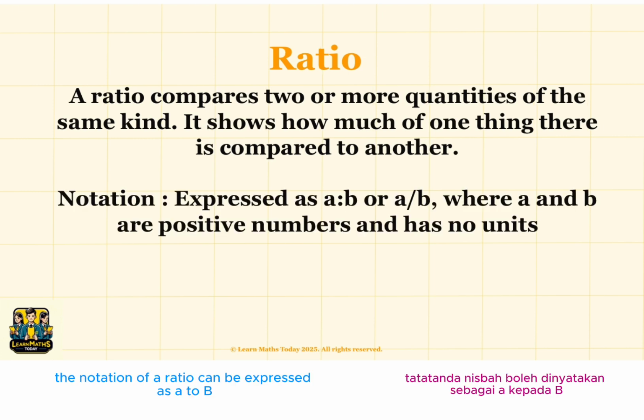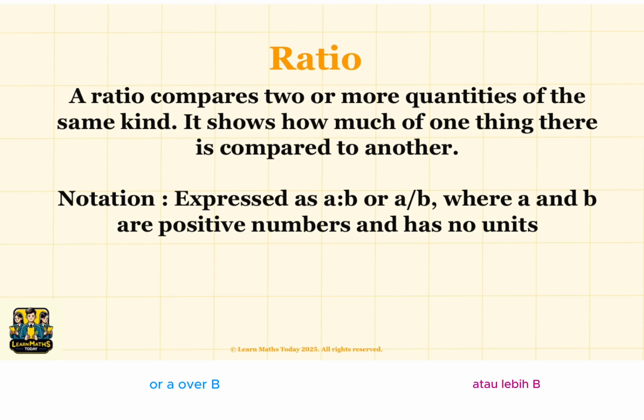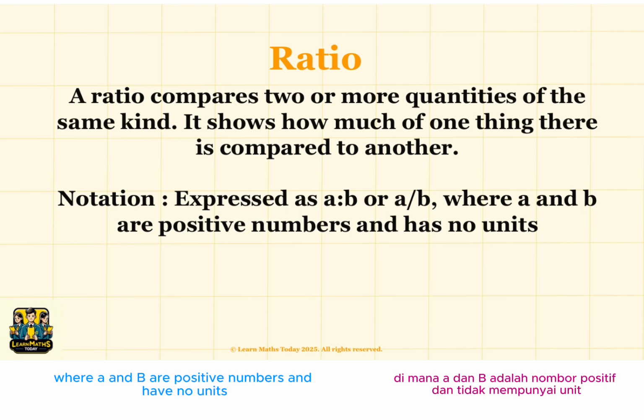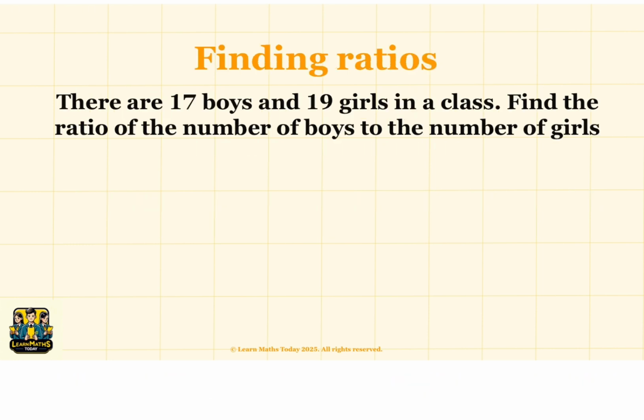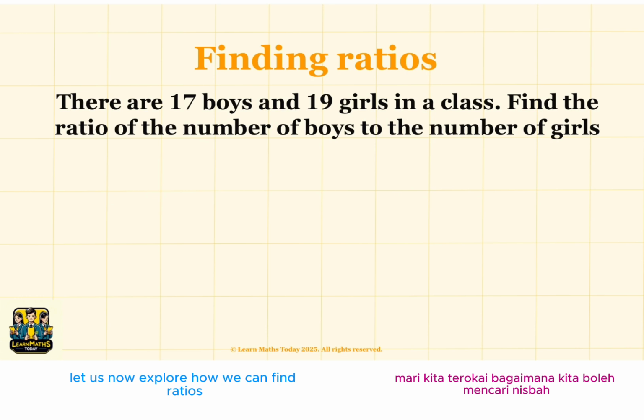The notation of a ratio can be expressed as A is to B or A over B, where A and B are positive numbers and have no units. Let us now explore how we can find ratios.